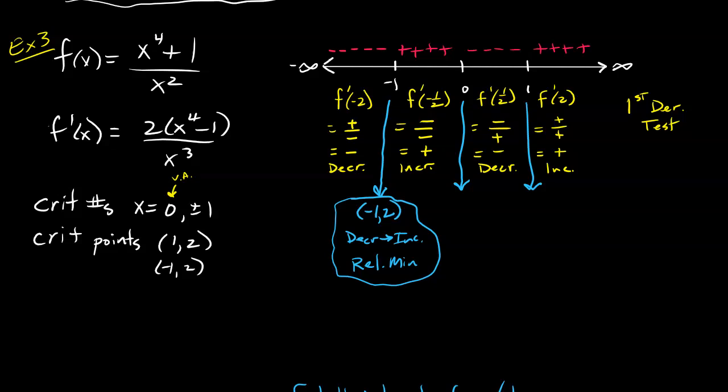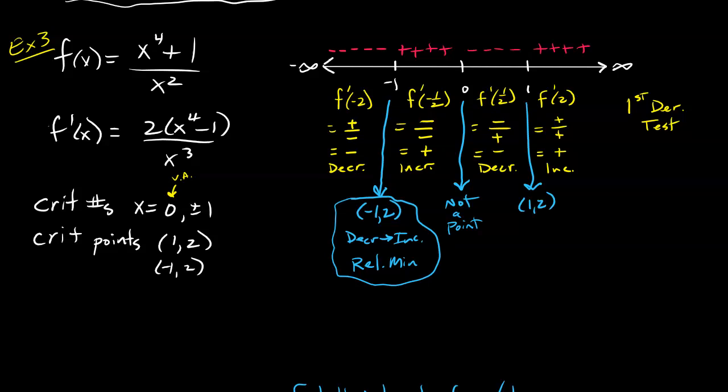0 isn't even a point. This is a vertical asymptote. Because it's not a point, it can't be a min or max. There's really nothing to test. I mean, it looks like it should be a max because it goes increasing to decreasing. But it's nothing because it's a vertical asymptote.